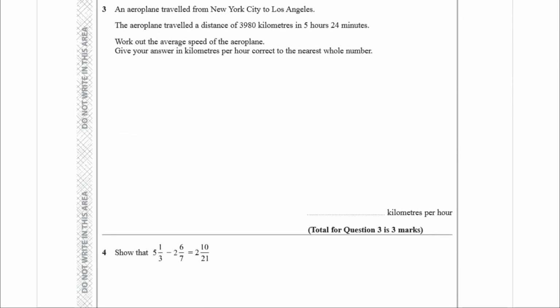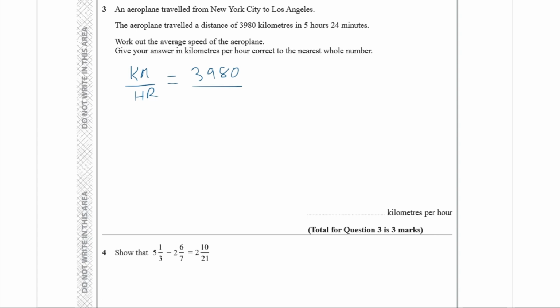Moving on to question 3 here, an airplane traveled from New York City to Los Angeles. The airplane traveled a distance of 3,980 kilometers in 5 hours and 24 minutes. Work out the speed. So remember that if you want the speed in kilometers per hour, you need to do kilometers divided by hours. Now, kilometers we have here as 3,980, and then for hours, 5 hours and 24 minutes.